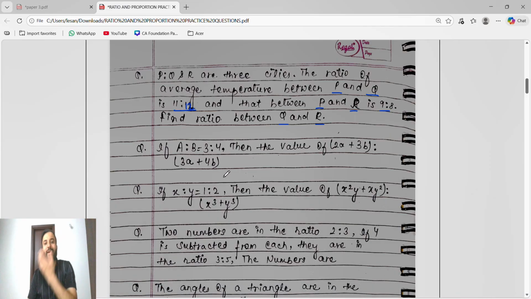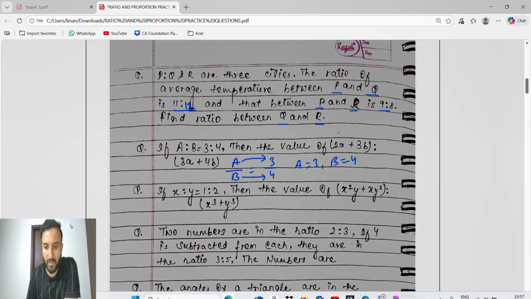Oh, very easy, guys, very easy. A is to B is 3 is to 4. What does this mean? A is to B equals 3 is to 4. Guys, we have already studied that: numerator equals numerator and denominator equals denominator. Khatam, means A value is 3, B value is 4. Done. Finish. So you have to find the value of 2A plus 3B.